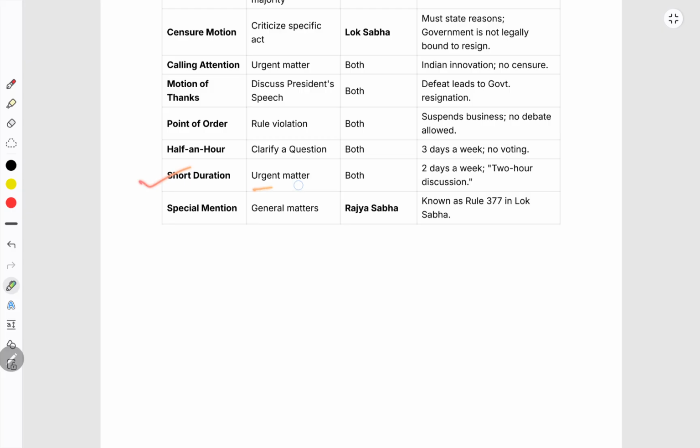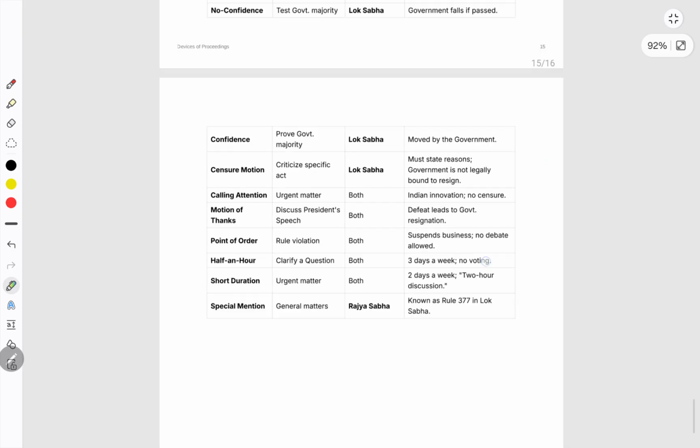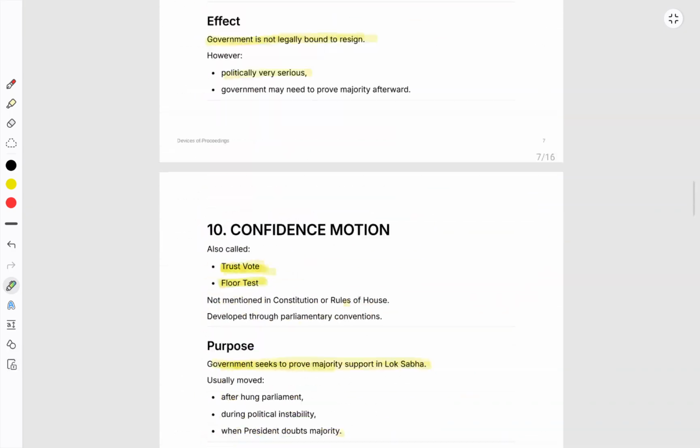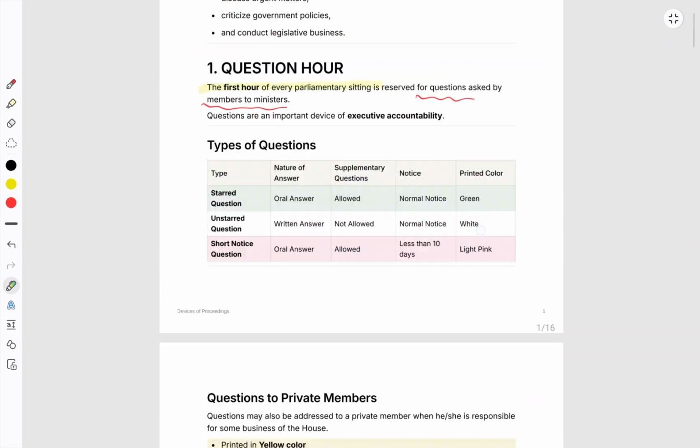Then short duration discussion is for urgent matter, can be introduced in both the houses. Then this is 2 days a week, 2 hour discussion. Okay. Then special mention is for general matters, introduced in Rajya Sabha, and rule 377 is the Lok Sabha equivalent. Okay. So this was all about the devices of parliamentary procedure. Okay. Hope this is clear.